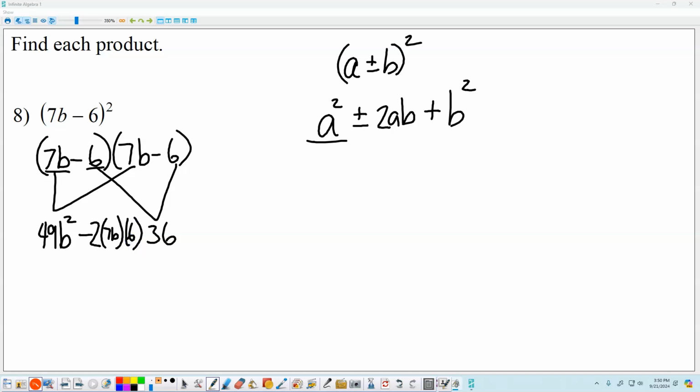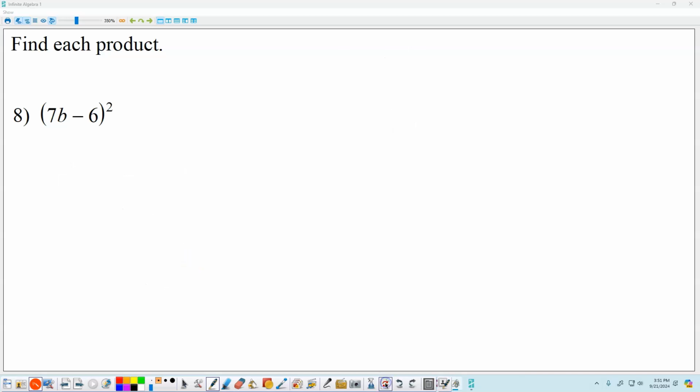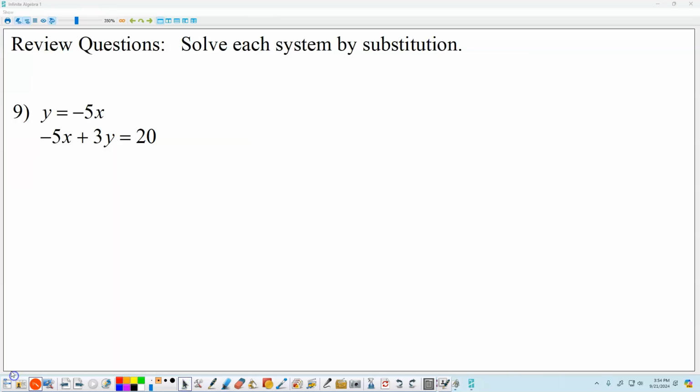All right, so we have 49b squared. Here we have 2 times 7, which is 14, times 6. 14 times 6 is 84, and there's a b, so we'll put the b there. And it's going to be minus, once again, because of that minus there, plus 36. So that's another one of our shortcuts. So we want to recognize and use the shortcuts when possible.